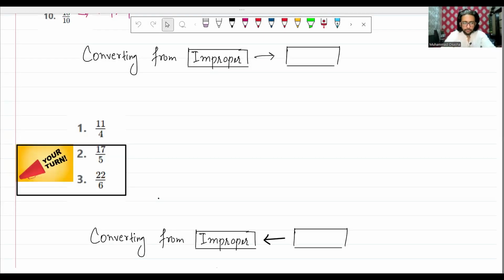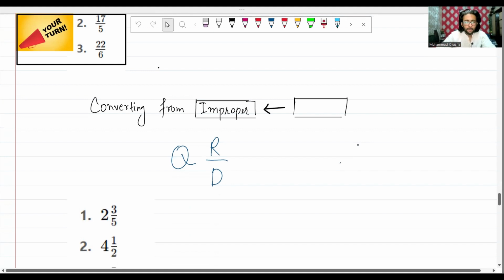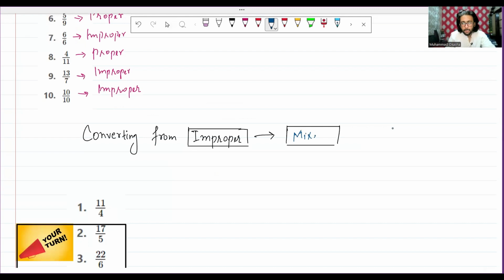Now that a fraction is an improper fraction, how would you convert from improper fraction to proper fraction? We can't directly convert an improper fraction into a proper fraction. We turn it into something called a mixed fraction. So we'll see what a mixed fraction looks like and how it works. Let's see. Here is what it looks like. Call it the mixed form. So how do we do that?